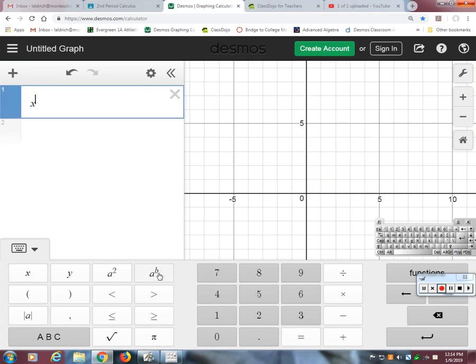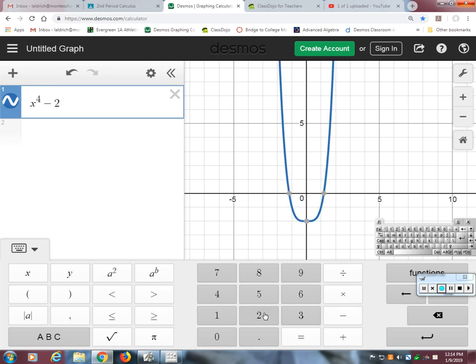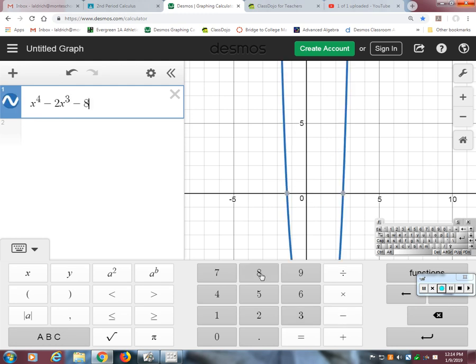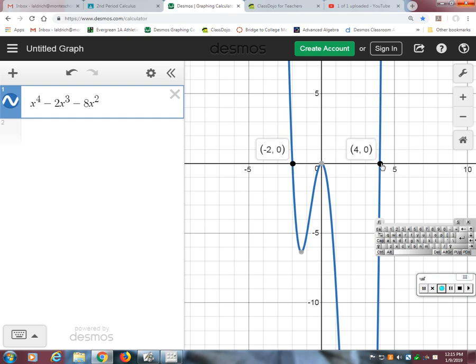So let's go x to the fourth. What was the next part? Minus 2x to the third. And then what? Thank you. Minus 8x squared. Okay, so you can see that the graph is behaving like we would have expected it to. It's going through the graph at -2 and at 4 because both of those zeros had an odd multiplicity. But then at x equals 0, it just goes up and touches the graph because that one had a multiplicity of 2. Okay?